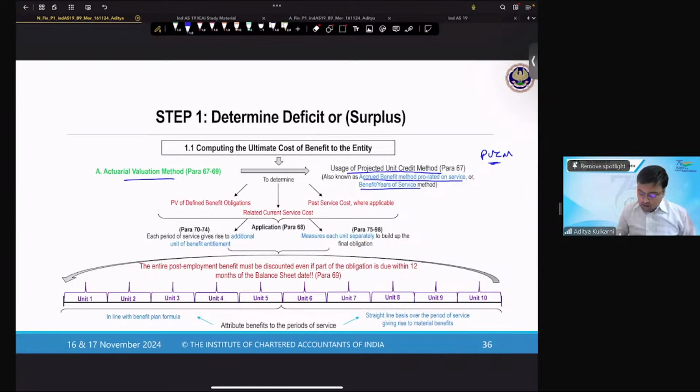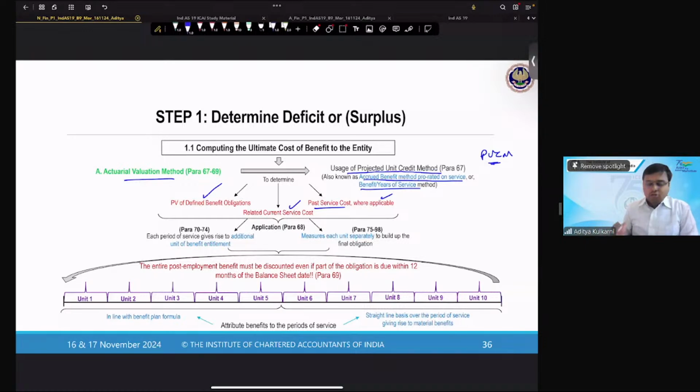Yes. Now, why do I have to do this method? One is to determine the present value of defined benefit obligations. 4,65,691 at the end of year 1. Accrual for year 2, 5,12,260. These are nothing but present value of the obligations. So I need to determine that. At the end of year 1, 4,65,000 was the present value of defined benefit obligation. Related service cost: 4,65,000, 5,12,000, 6,18,000, 7,50,000. These are all my current service cost. And past service cost where applicable, we will see that later. But past service cost also will come here.